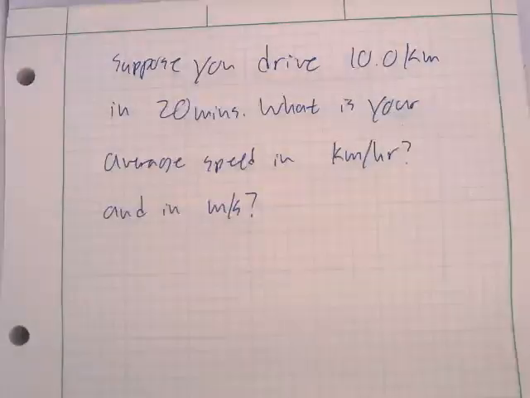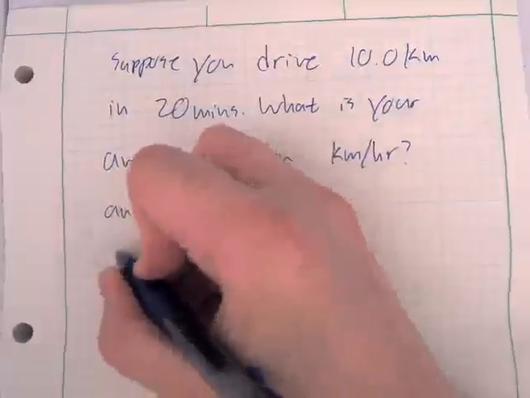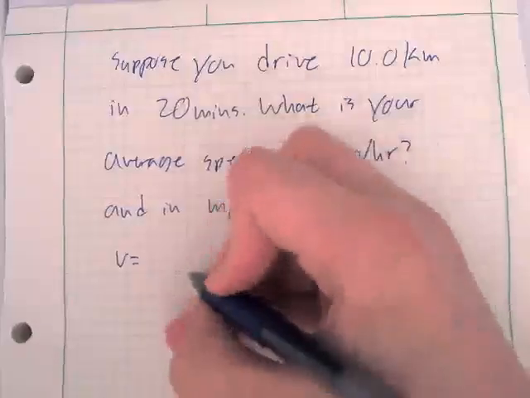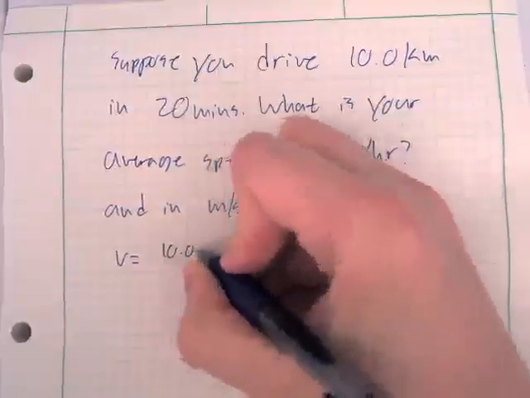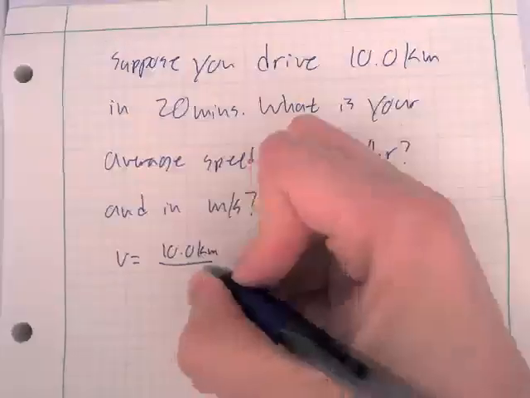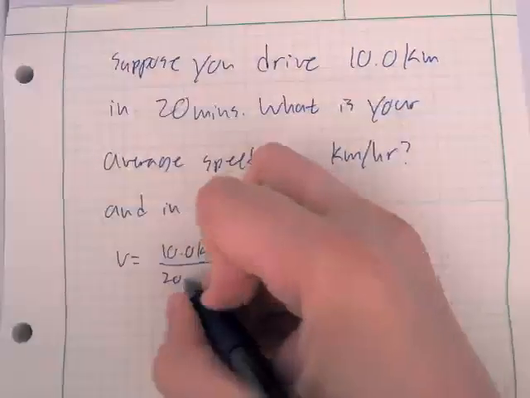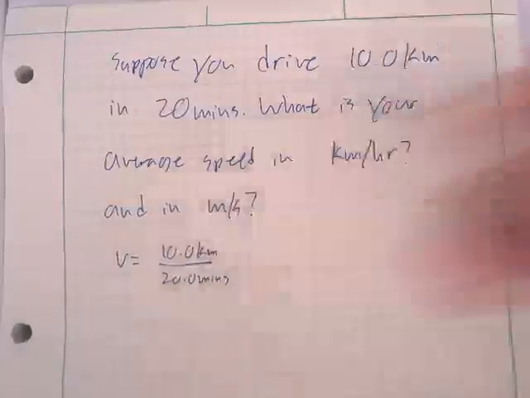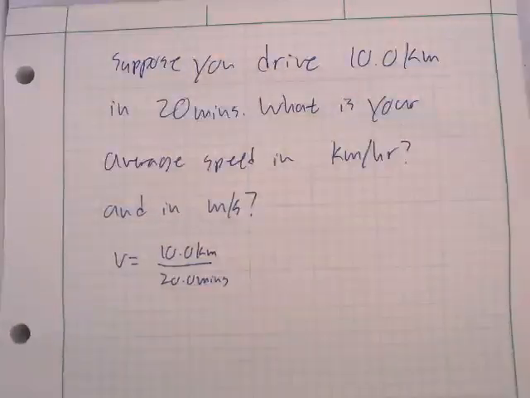All right. So the first thing we want to do is find our average speed in the units that we're given. We're given 10 kilometers, we're given 20 minutes. How do we figure that one out? So we have our average speed, we're going to use V, which is going to be 10.0 kilometers divided by 20 minutes, right? We went 10 kilometers, it took us 20 minutes.